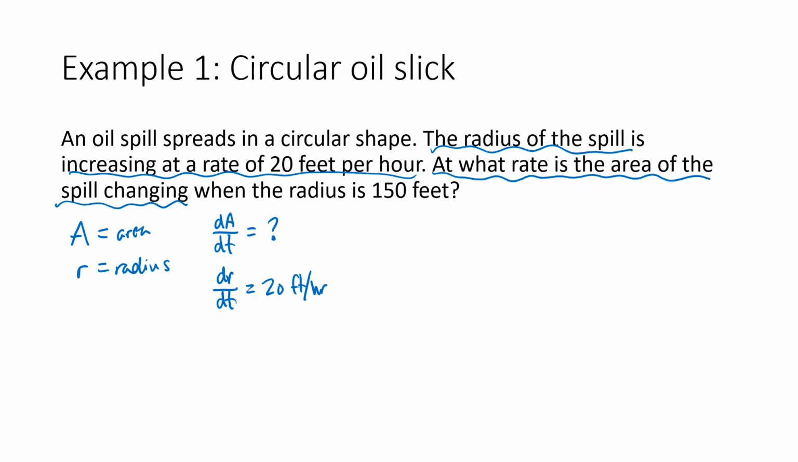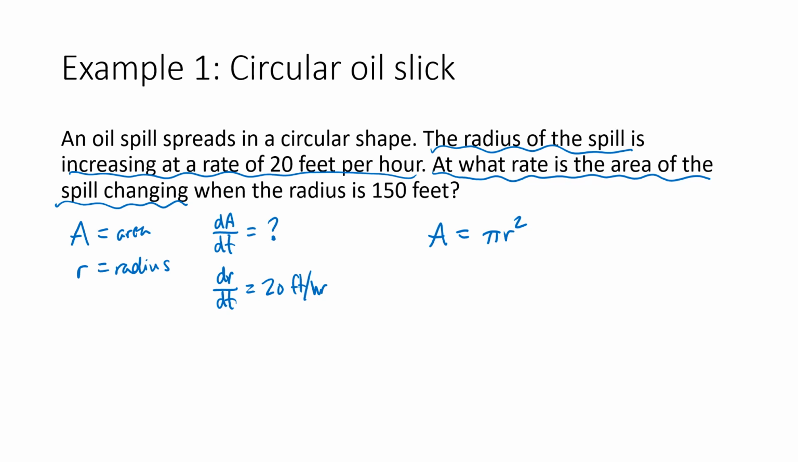So we want to know, how do we use the fact that we know the rate at which the radius is changing to find the rate at which the area is changing? The relationship between area and radius is the equation A equals pi r squared. That's the formula for the area of a circle. And that's how the actual area and the radius are connected. So how are these rates of change connected?